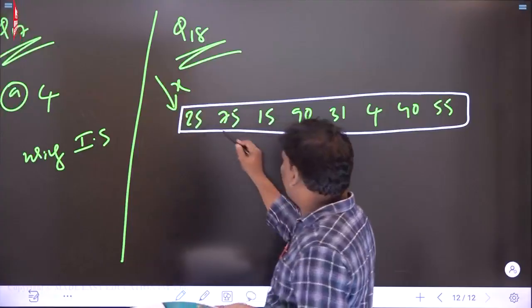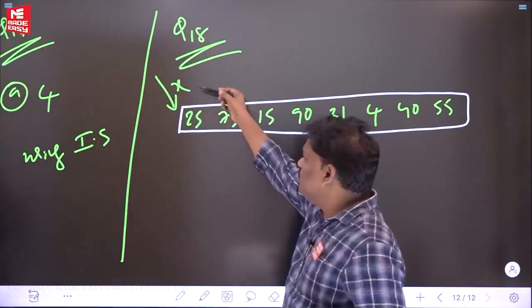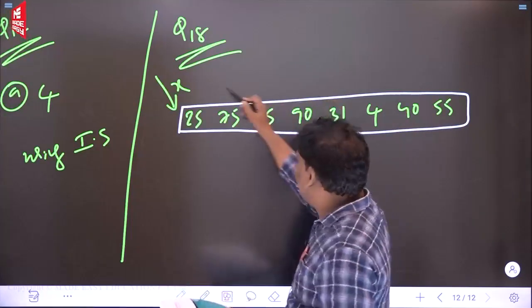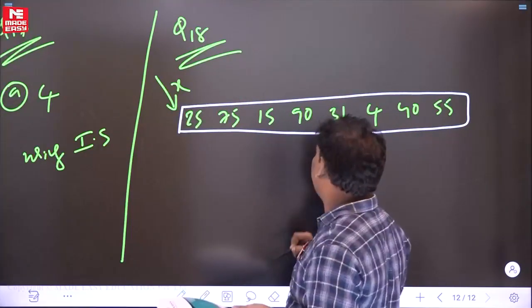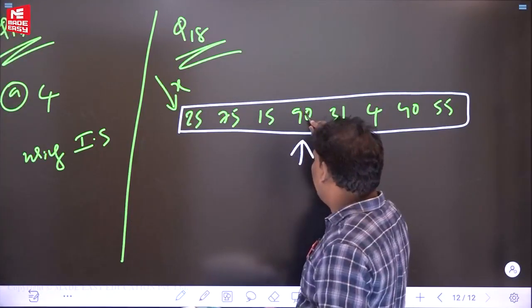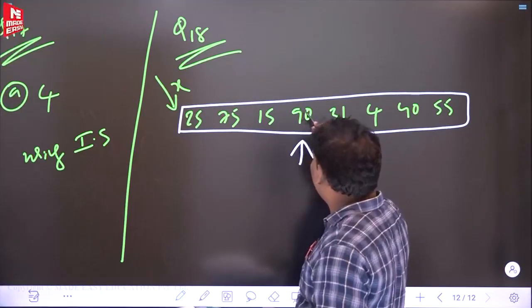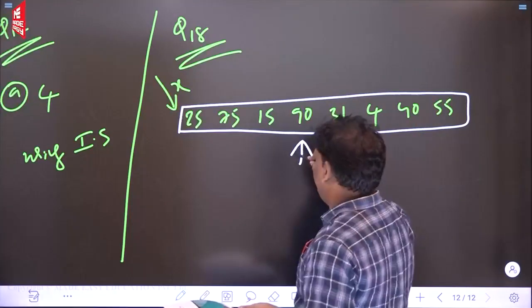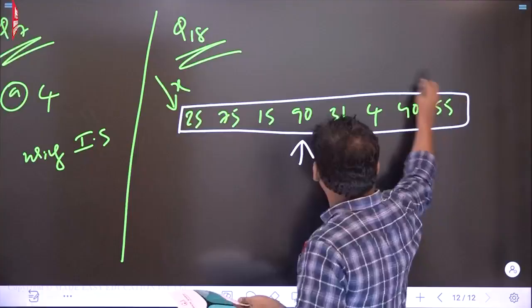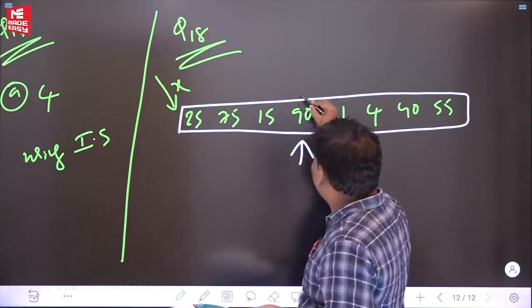In question number 18, one array is given. That array name is X. And one more thing he said: in this array, an element is said to be a leader if it is greater than all elements present on its right-hand side. So, is 90 a leader or not? How to check? Go to the right-hand side of that element, comparing with all of them. If it is greater, then it is a leader.